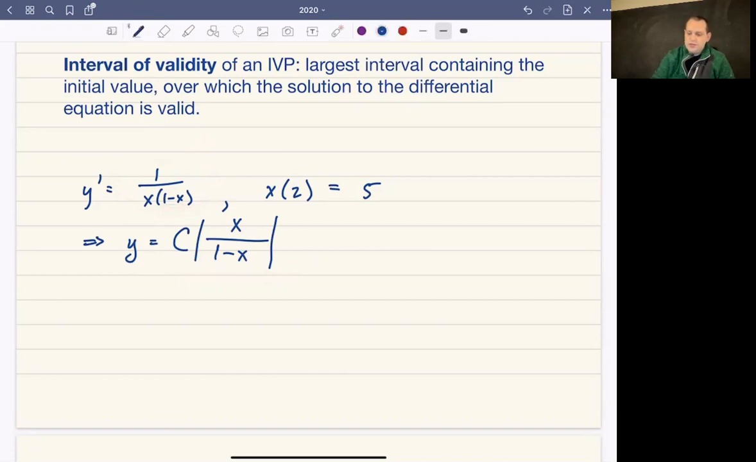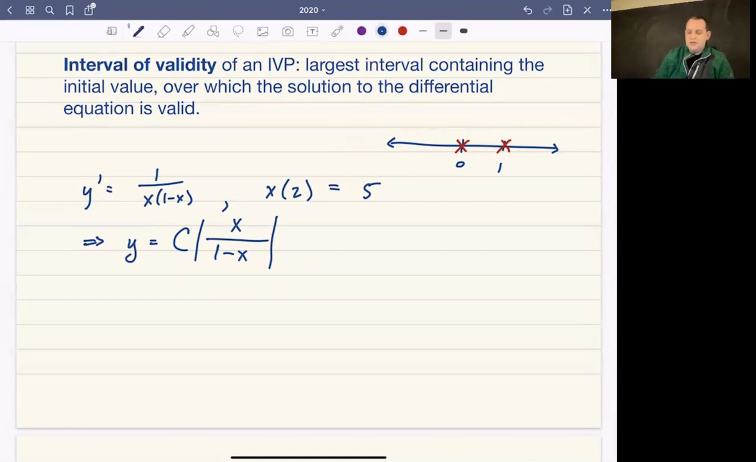And so this splits up our real line into pieces. So we have 0 and 1, and we know that it's not valid at 0 and it's not valid at 1. And so we need to think about what's the largest interval where it's valid. Well, it could be from negative infinity to 0, from 0 to 1, or from 1 to infinity. And so our largest interval where it's valid is going to be from 1 to infinity, because that's the interval that contains our initial value 2.